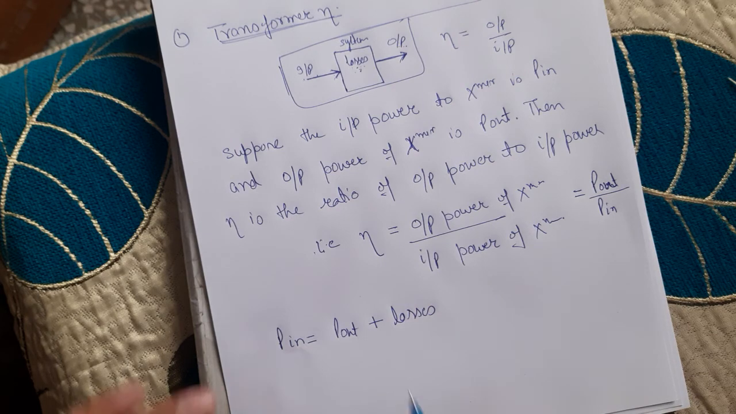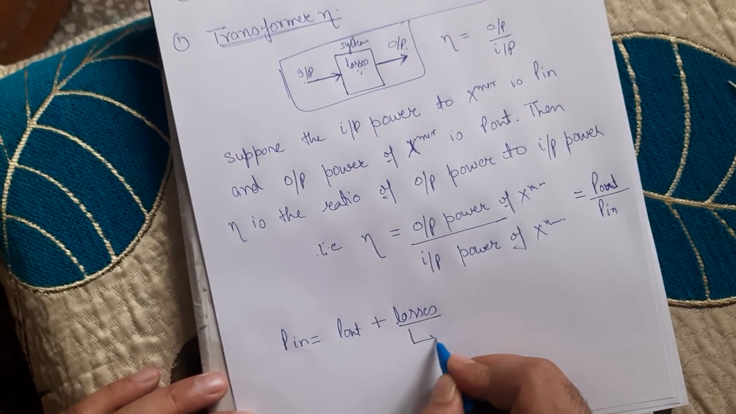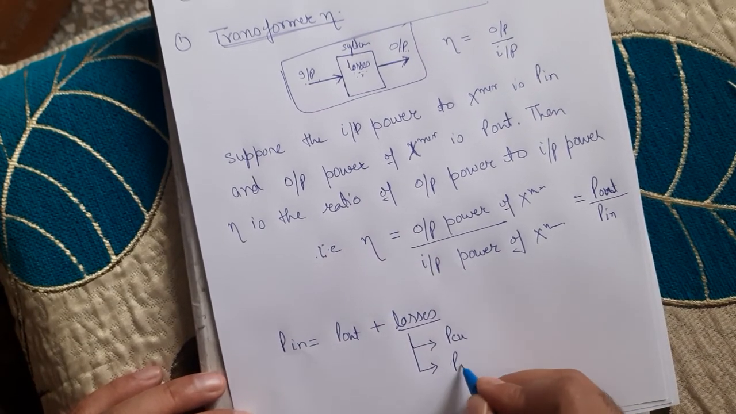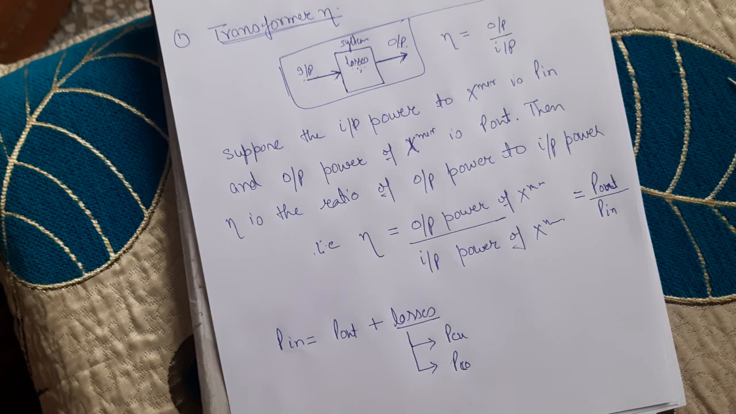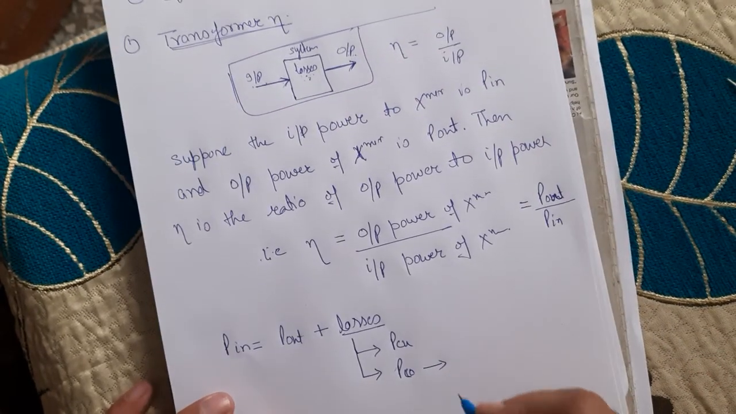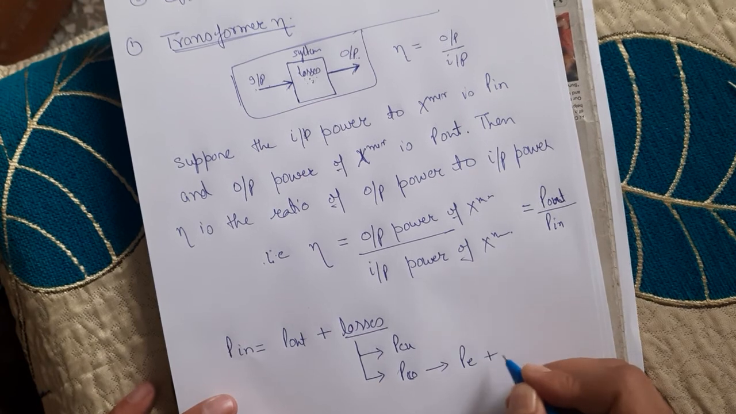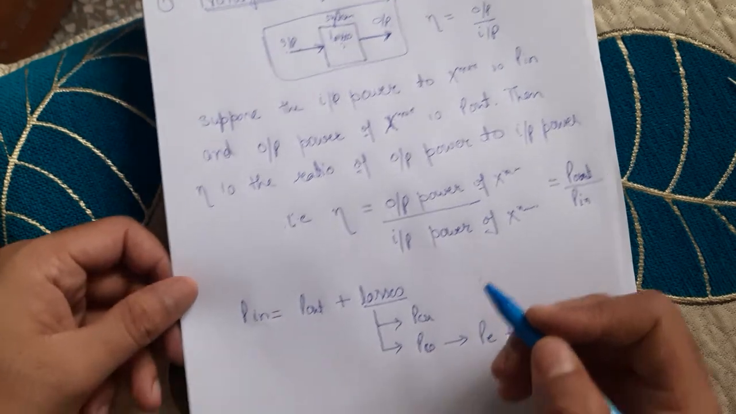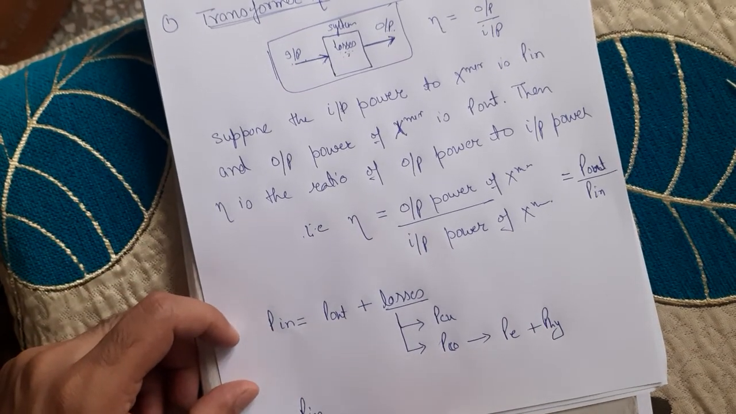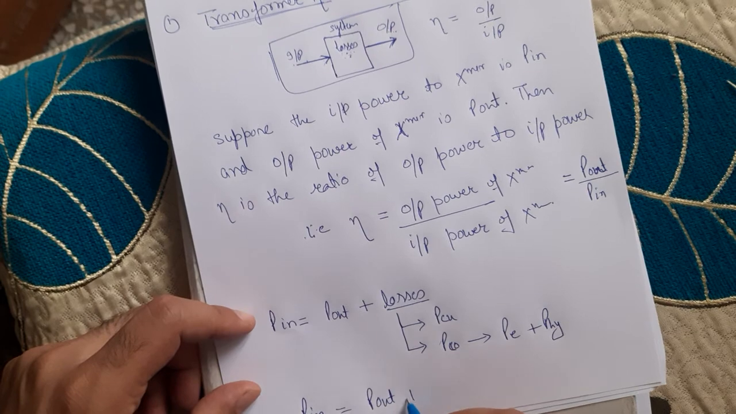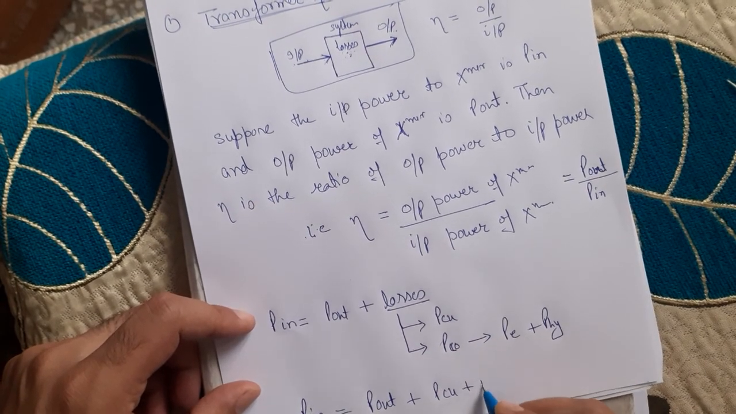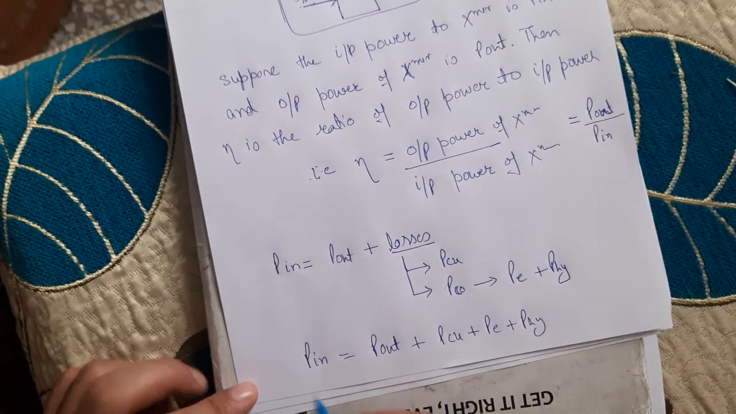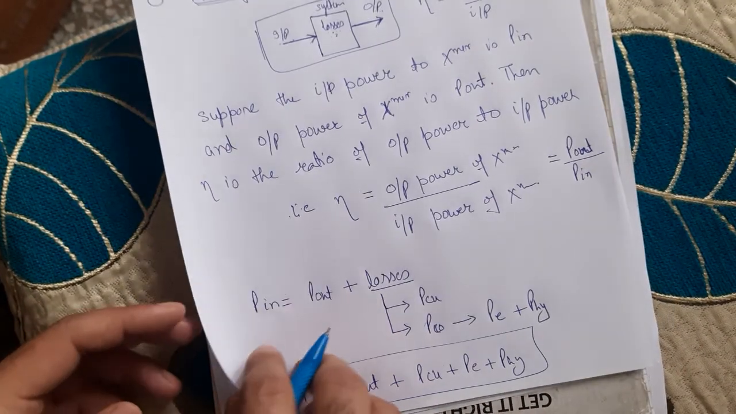Okay. So in losses, we have two categories. First we have copper loss, and second we have core loss. Now this core loss further has two types, that is eddy current loss and hysteresis loss. So overall, P input is nothing but P output plus copper loss plus eddy current loss plus hysteresis loss.